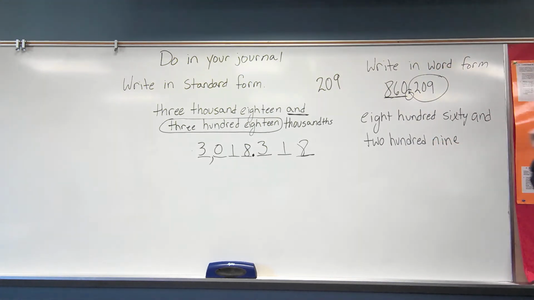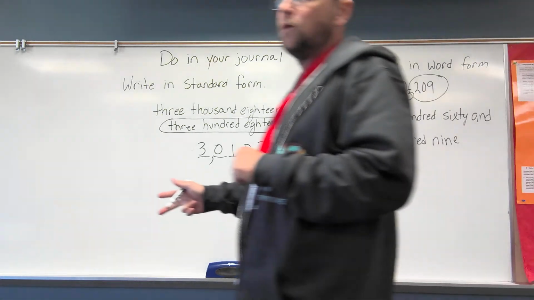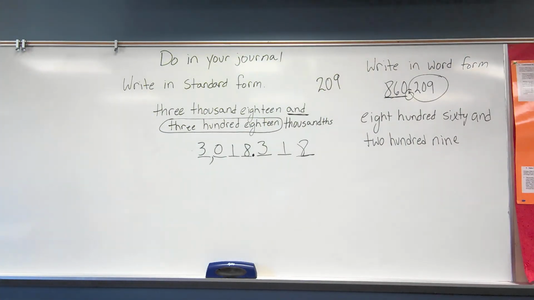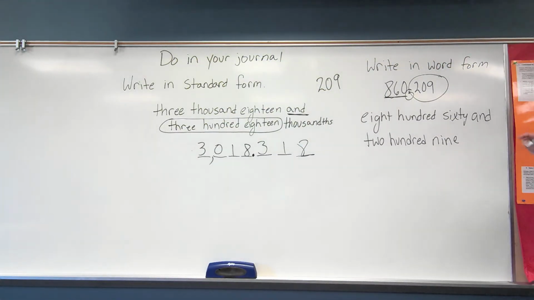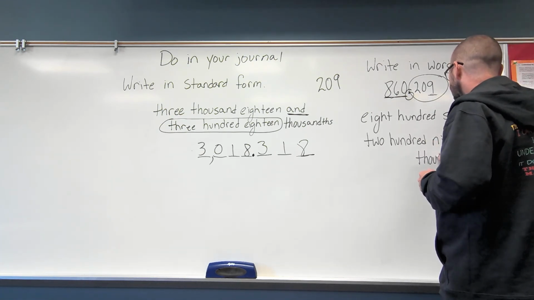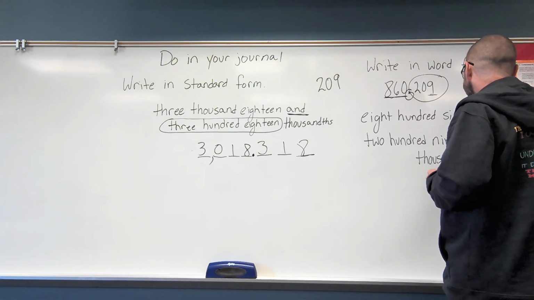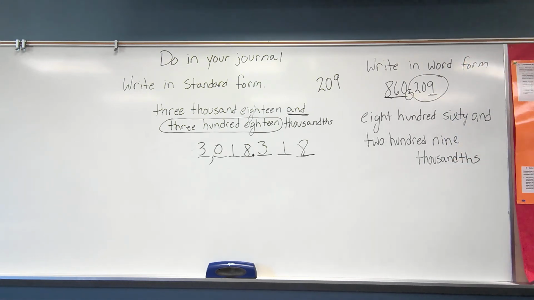Okay, so we broke it into 3 parts so far. In front of the decimal point, behind the decimal point. Now, Kaylin, I need to know what this last place value is. What place value is the 9 in? Thousandths. 860 and 209 thousandths.